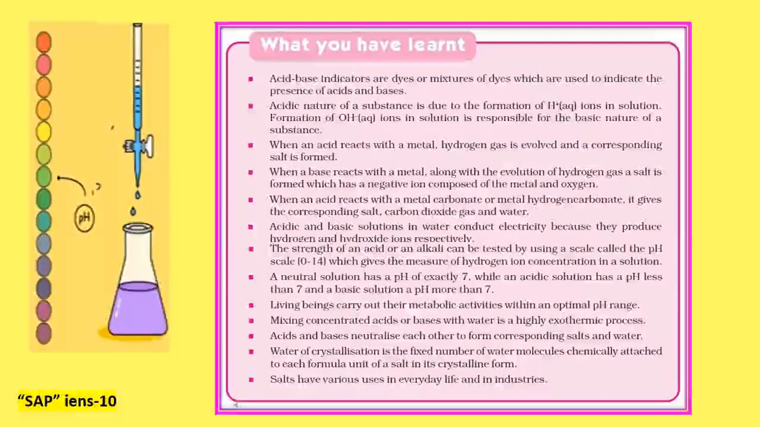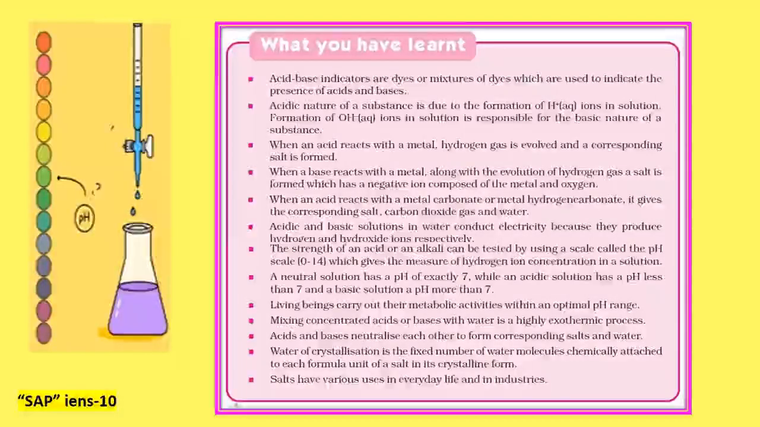When an acid reacts with a metal, hydrogen gas evolves and a corresponding salt is formed. When a base reacts with a metal, along with the evolution of hydrogen gas, a salt is formed which has a negative ion composed of the metal and oxygen. When an acid reacts with a metal carbonate or metal hydrogen carbonate, it gives the corresponding salt, carbon dioxide gas and water. Acidic and basic solutions in water conduct electricity because they produce hydrogen and hydroxide ions respectively.